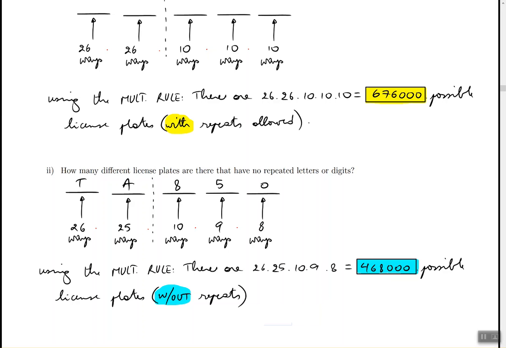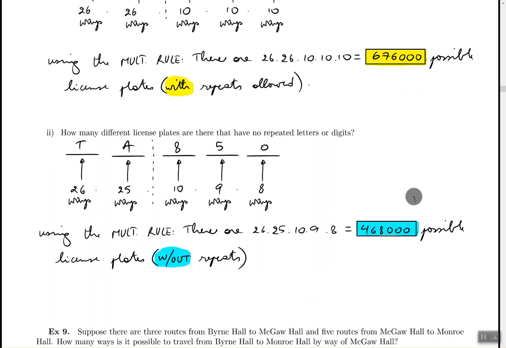Obviously, if you compare the answers from part 1 and part 2, you'll find that there are fewer license plates in part 2. That's because you're taking out all the ones that have repeats in them. So that's basically the end of that problem.